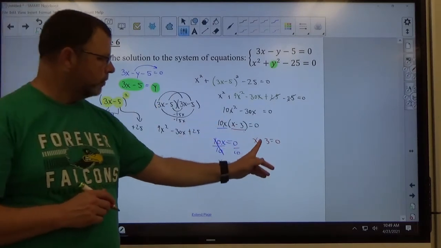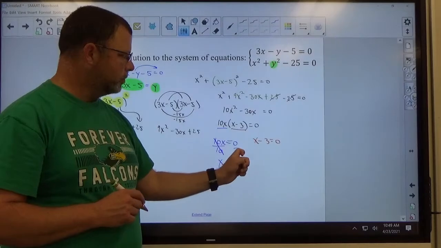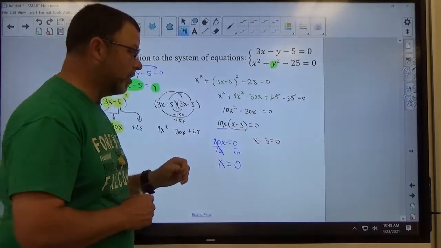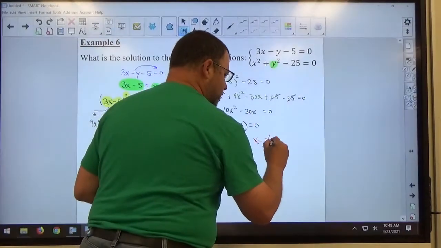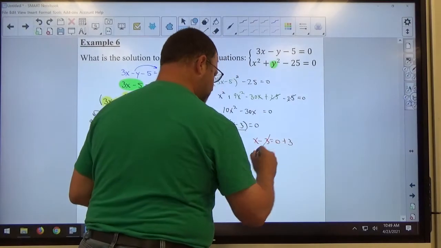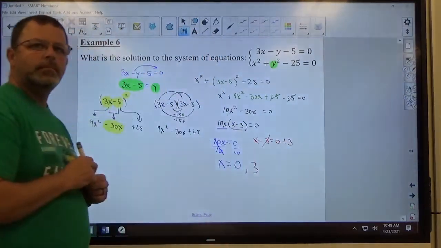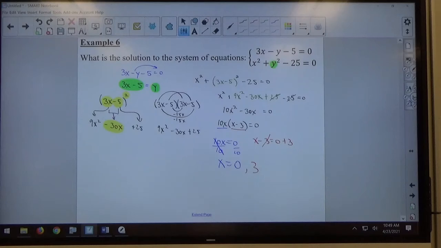X minus 3 equals 0. Add 3 to both sides, or move the 3 across, change the sign, take your pick. So if I chop the 3, make it plus 3 on this side, 0 plus 3 is 3. So x is equal to 0 and 3.